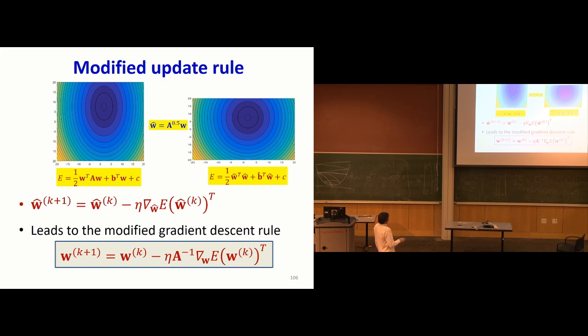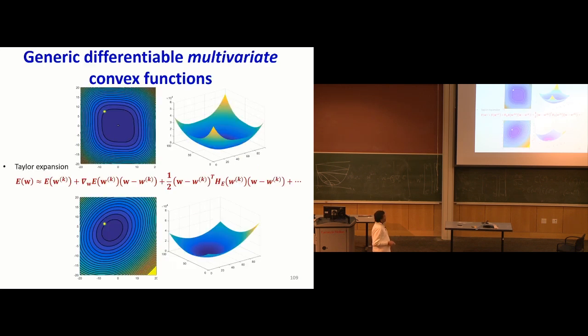And in this domain, that gives you this new update rule, which is to say w_{k+1} equals w_k minus not just the gradient at the current location, but A inverse times the gradient at the current location. So just this simple modification gets rid of the fact that the optimal step sizes are different in different directions. And now if this is a quadratic, you can expect to get to the global optimum in a single step using this estimate.